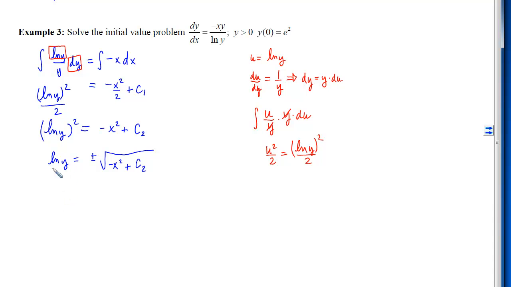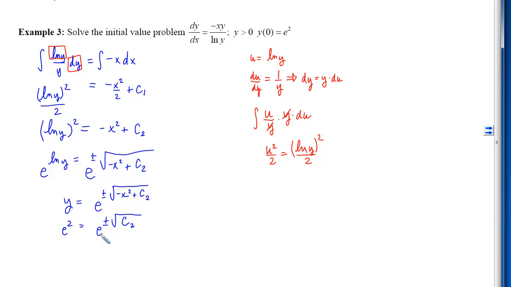The next thing we do is make both of these exponents of e so that we can use inverse relationships to get y by itself. So I have e to the plus or minus square root of negative x squared plus some random constant. Now, we know that y has to be positive. Well, that doesn't really help us because exponentials to anything is always going to be positive. And we know y of 0 equals e to the second. So if I plug in a 0, I should get an e to the second.